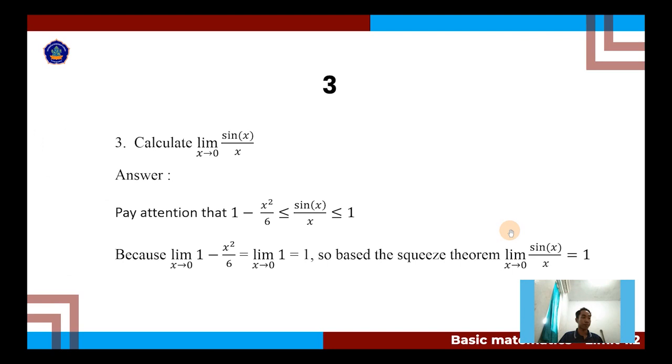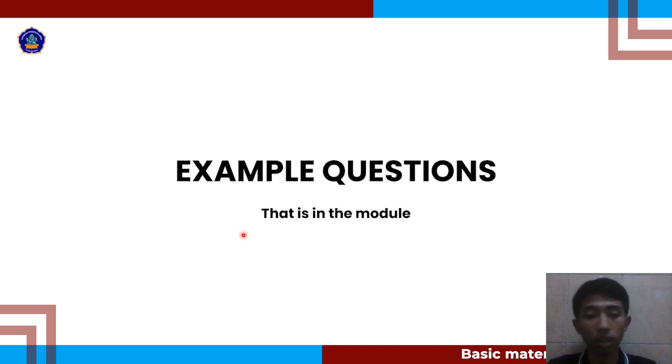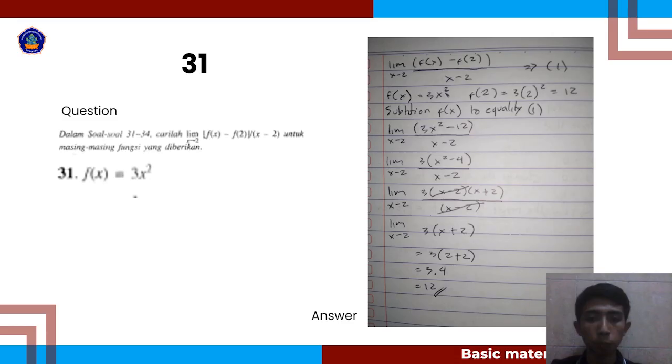A simple question that is in the module. Okay, like before, we will take three example questions. Okay, this is question number 31, and this is the question in problems 31 to 34. Carilah limit x to 2 dengan persamaan ini untuk masing-masing fungsi yang diberikan. And this is the function, question number 31: f(x) equals 3x.